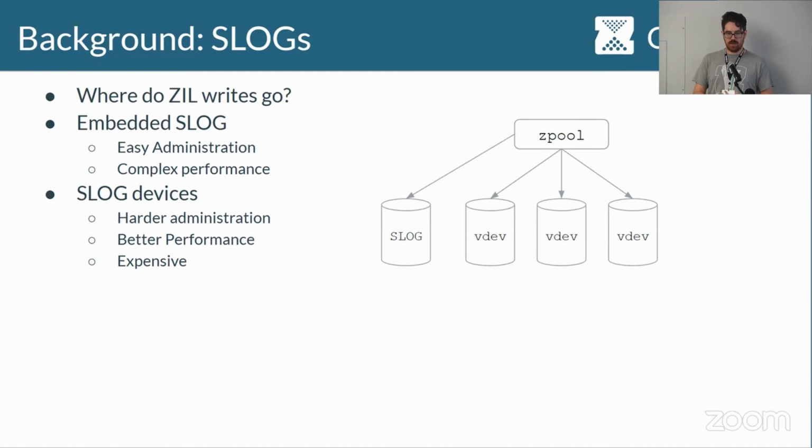So this is the way that you get the best performance, right? You have this separate device. You can make it a single, very fast device that doesn't need to be that big because it doesn't need to store that much data. The downsides are that there's more administration work. You now have another device that you need to manage.